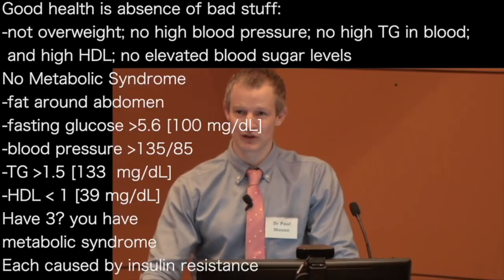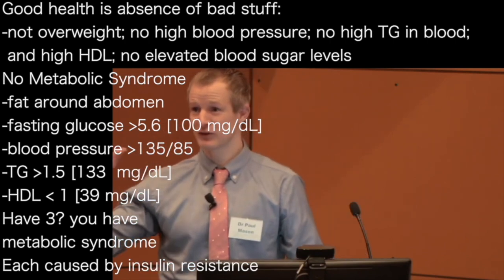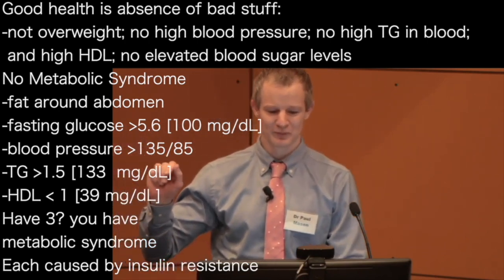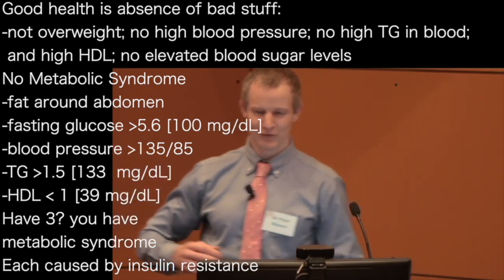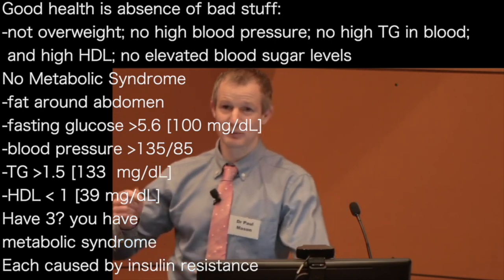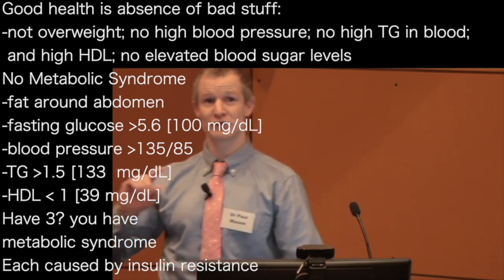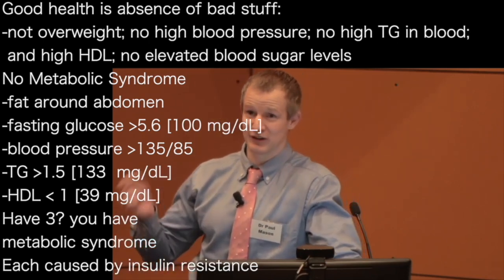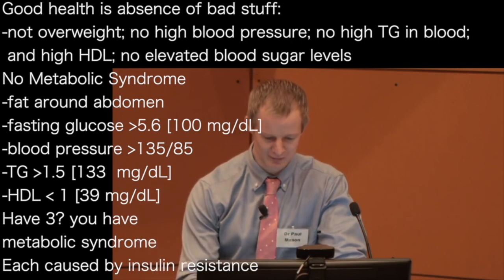Metabolic syndrome to a doctor has 5 features. If you have 3 of those 5, I will diagnose you with metabolic syndrome. That includes if you have weight around your abdomen, if your fasting glucose is over 5.6, if your blood pressure is over 135 and 85, if your triglycerides are over 1.5, if your HDL is less than 1. If you tick 3 of those boxes, you have metabolic syndrome.